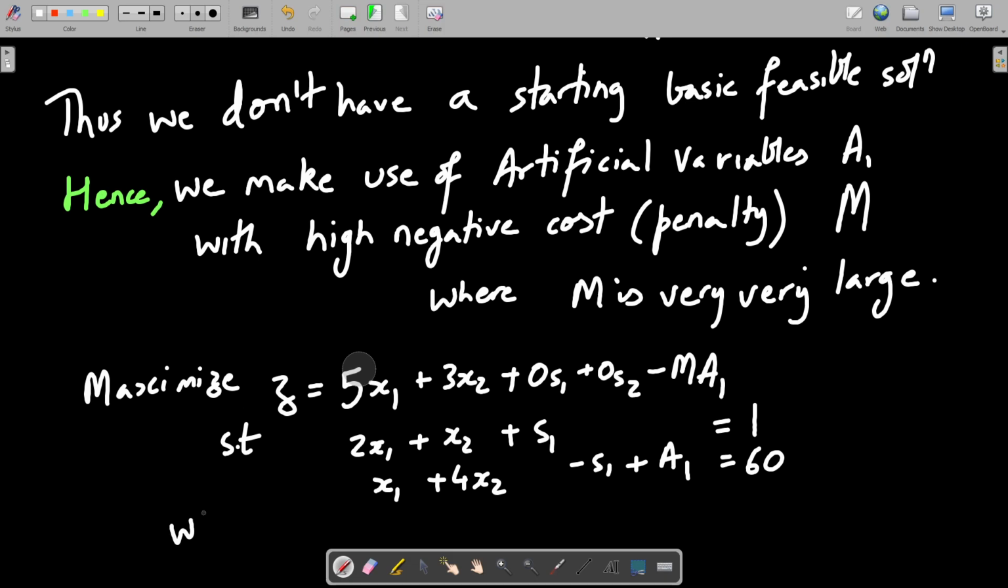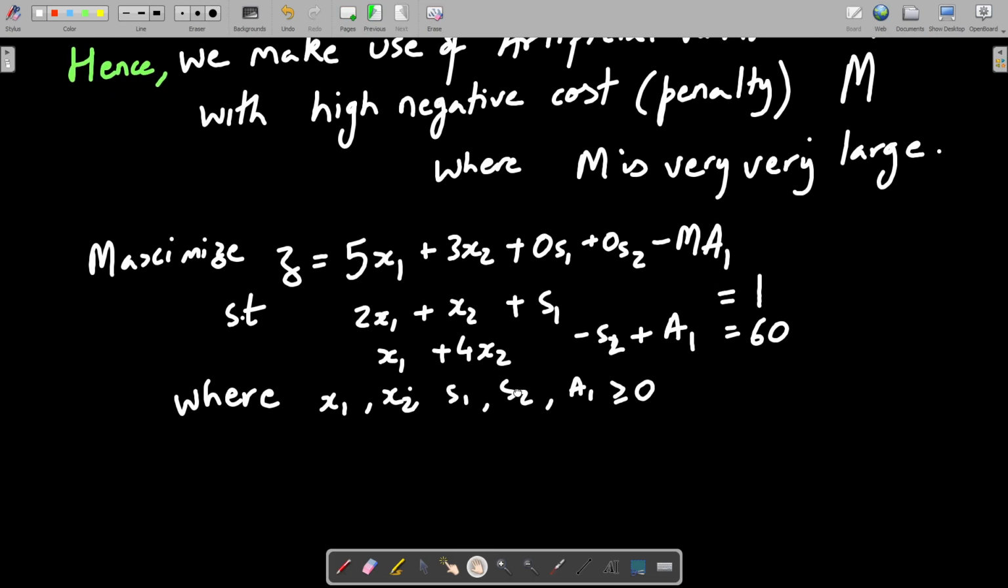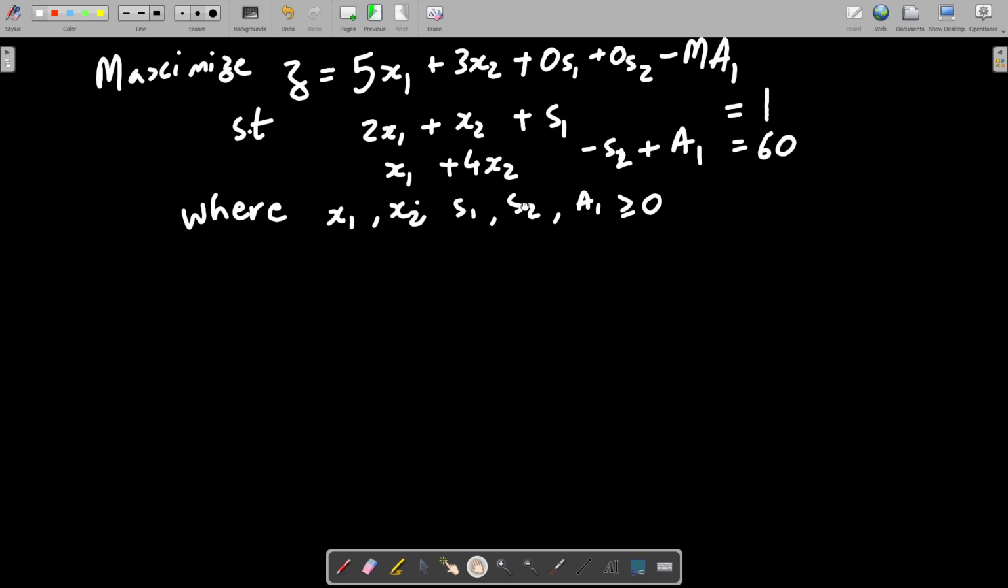Okay, where this is S2, sorry, where x1, x2, s1, s2 and a1 are greater than or equal to 0. Okay. Clear? Now we'll make the table over here to start with this problem.